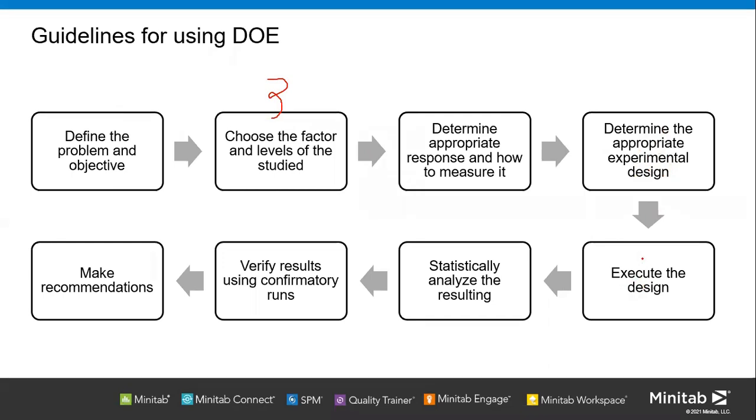Then after that you run the experiment and the analysis. You need to verify the result using a confirmatory run, and after that you go further and make a recommendation. Because from here, you know which factor influences your Y. So from there, you can verify your findings from the first experiment, and after that you go further and make a recommendation.